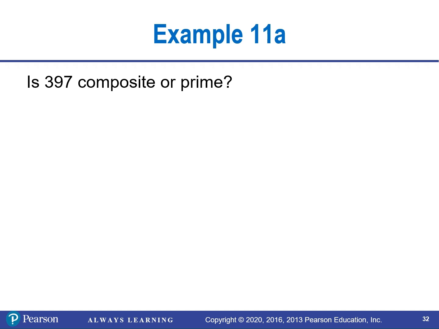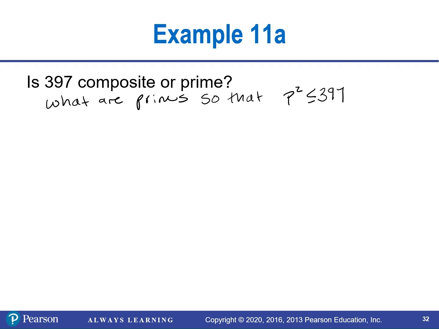So we can try this out with an example. Is 397 composite or prime? So we need to figure out the possible primes p so that p squared is less than 397. Those are our possible candidates that will divide 397.